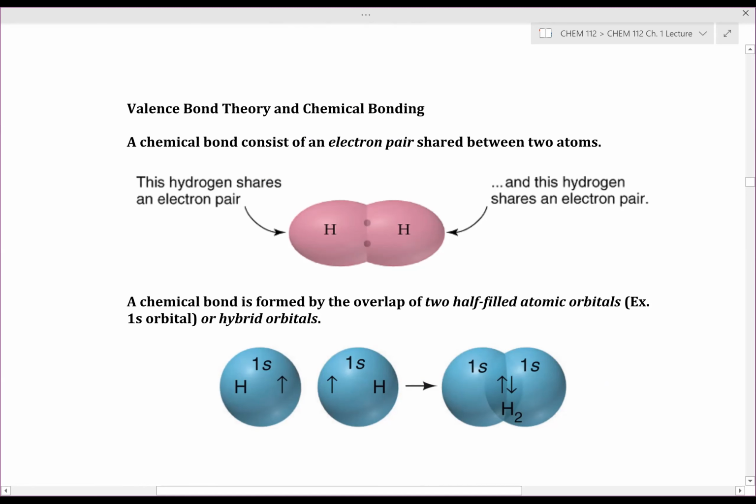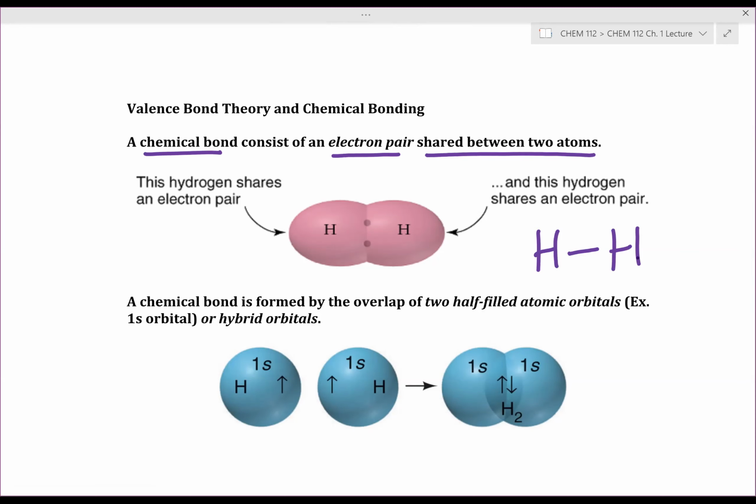So let's start first and foremost with this basic idea. A chemical bond consists of an electron pair shared between two atoms, right? That's a fundamental nature of a bond. It's a shared set of electrons. So for example, if we have a hydrogen-hydrogen bond, that line between the two hydrogen atoms represents how many shared electrons? 2, okay? So to have a bond, we need to share 2 electrons between our atoms.